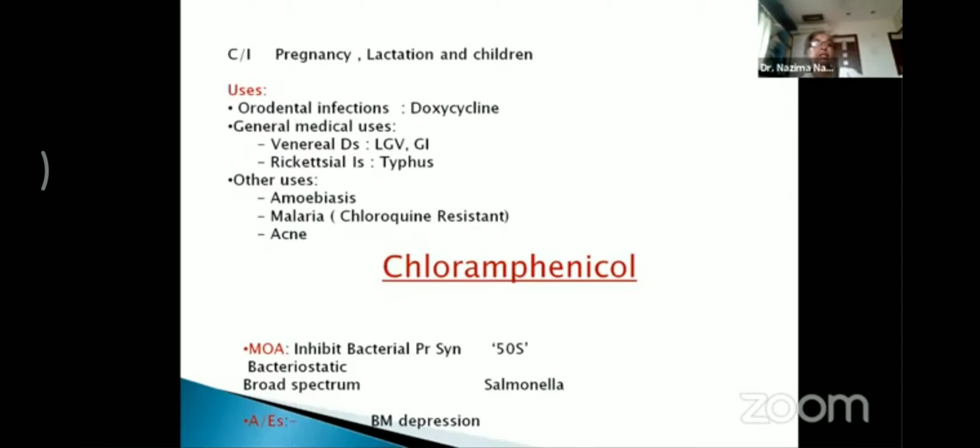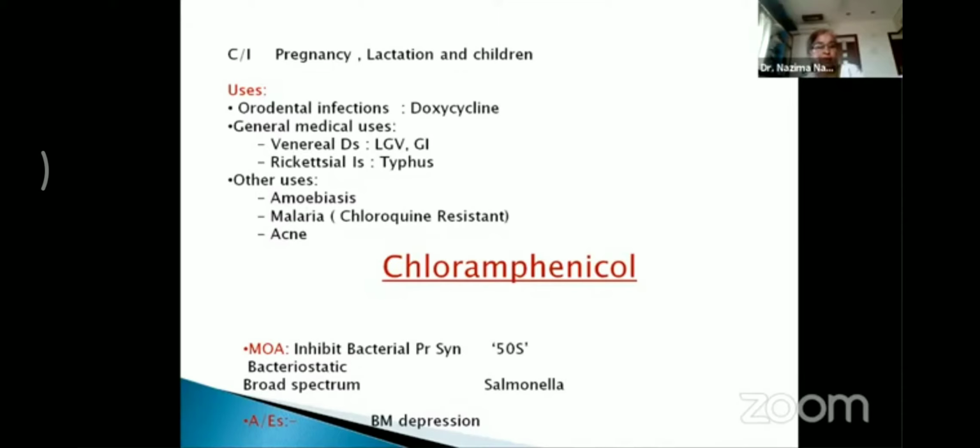Contraindications: the tetracyclines are contraindicated in pregnancy, lactation, and children. Uses: they are used in orodental infections. Of course, we prefer doxycycline in orodental infections. The general medical uses of these drugs are in case of venereal diseases like lymphogranuloma venereum, granuloma inguinale, and also in case of rickettsial infections like typhus. So these are the major indications of these tetracyclines.